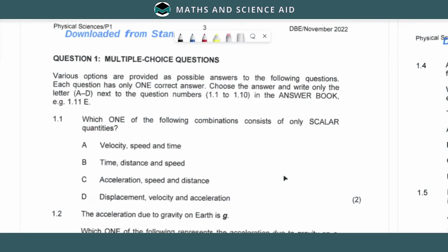Okay, so question 1 here says, which one of the following combinations consists of only scalar quantities? A says velocity, which makes it incorrect immediately because velocity is a vector quantity. And then in B, we have time, distance, and speed. Indeed, these are all scalar quantities because they do not have direction.